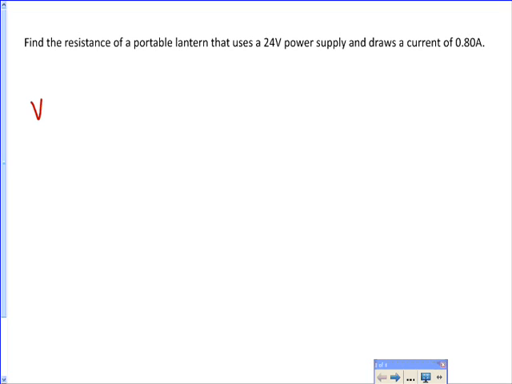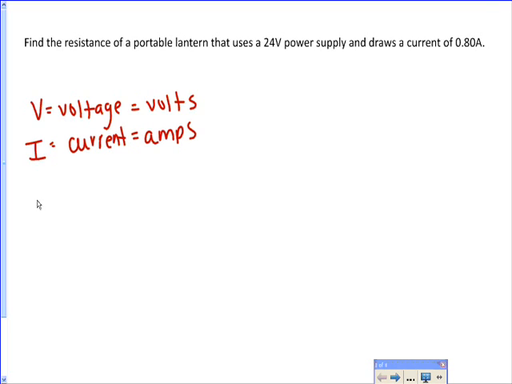All right, I had told you to pause the video earlier and write all of these things out, but just in case you didn't, V equals voltage, and voltage is measured in volts. I equals current. Current is measured in amps. And R equals resistance, and it's measured in ohms.